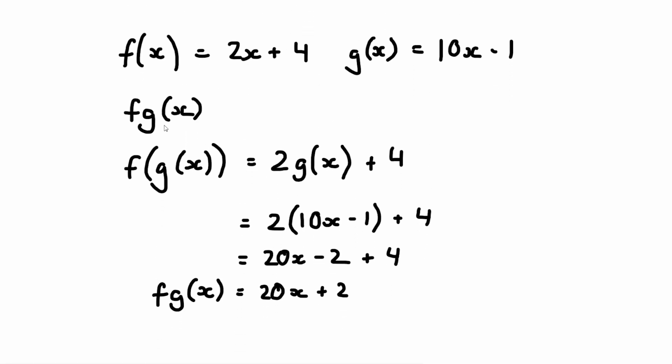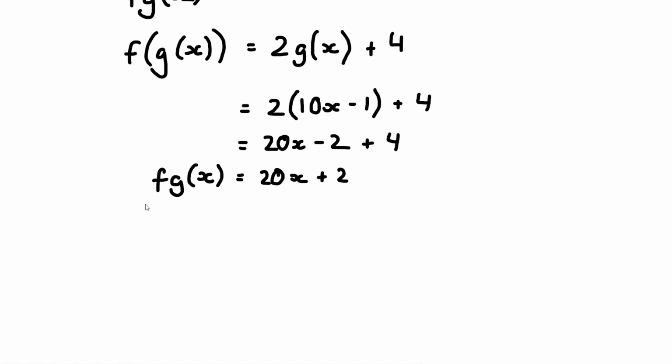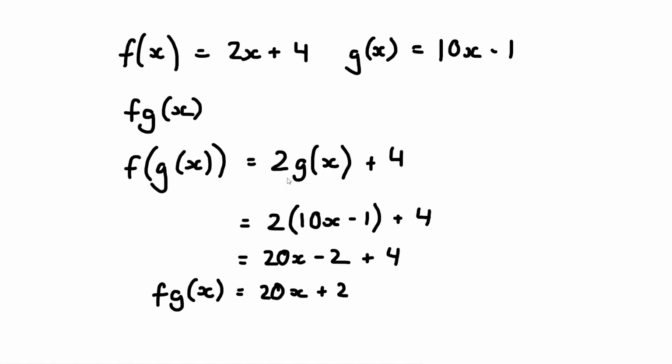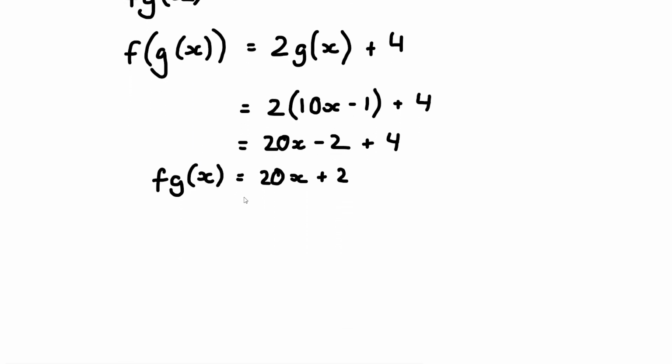And be careful, the order of the letters does matter. If the g was first, we would be subbing 2x plus 4 into g, which would probably give us a different answer, right? So just be mindful of that. But this is how you do it. You're basically applying g of x, and then you're applying f of whatever you got for g of x. So this is how you solve when you're trying to combine two functions, and then you can do whatever the question asks you to do with this if it asks you anything. And that's basically it for functions.